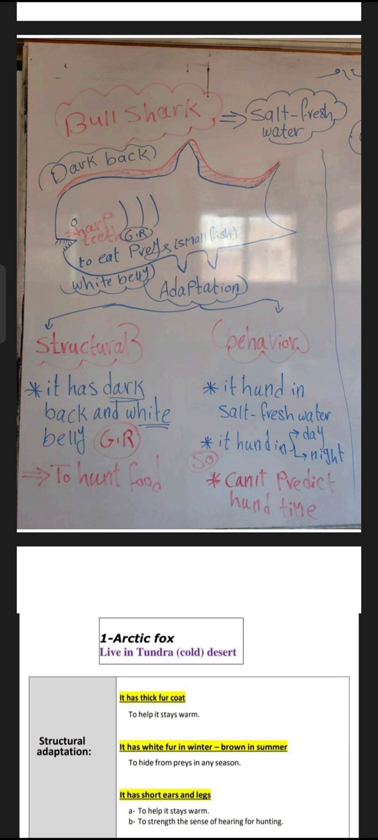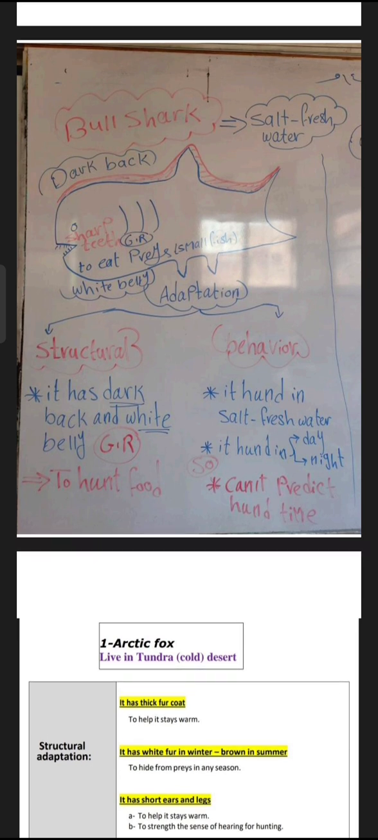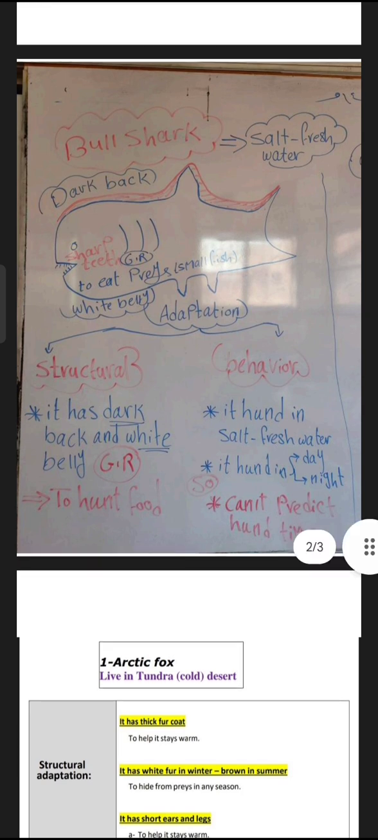prey like small fish. Okay, what is meant by prey? The food of the bull shark means prey, that the animal eats. Okay, so the dark back and white belly are parts of the bull shark. Sharp teeth are part of the bull shark. So it is structural adaptation, not behavioral adaptation.